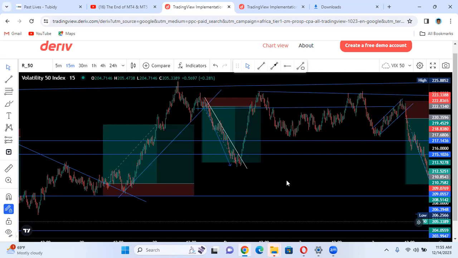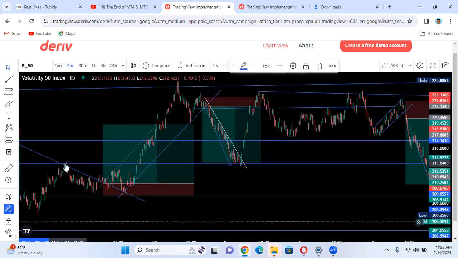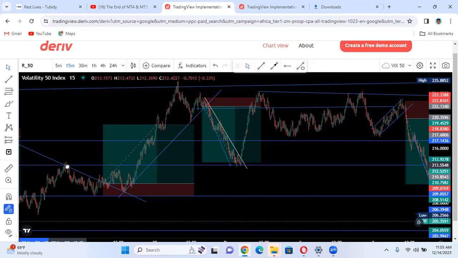Yes. On the support level, you see, let's say here, this market was coming down. This was the support level you can consider. Have you seen this? I think you can see it from here. This here was a turning point. You might consider this.